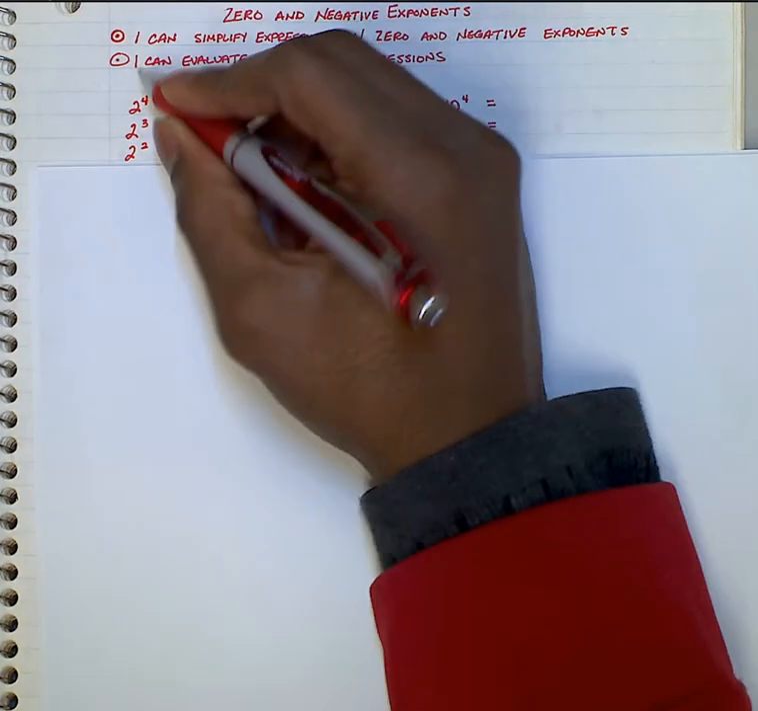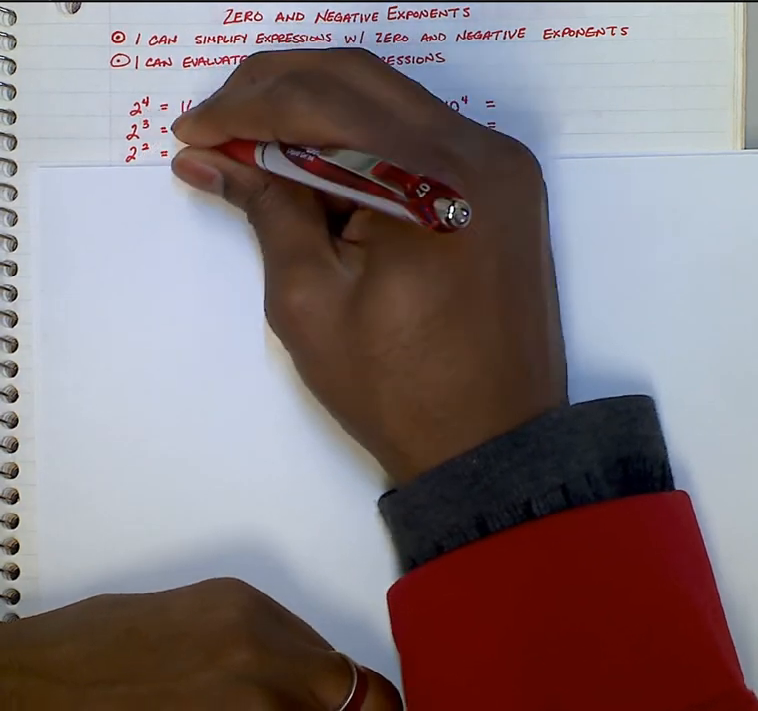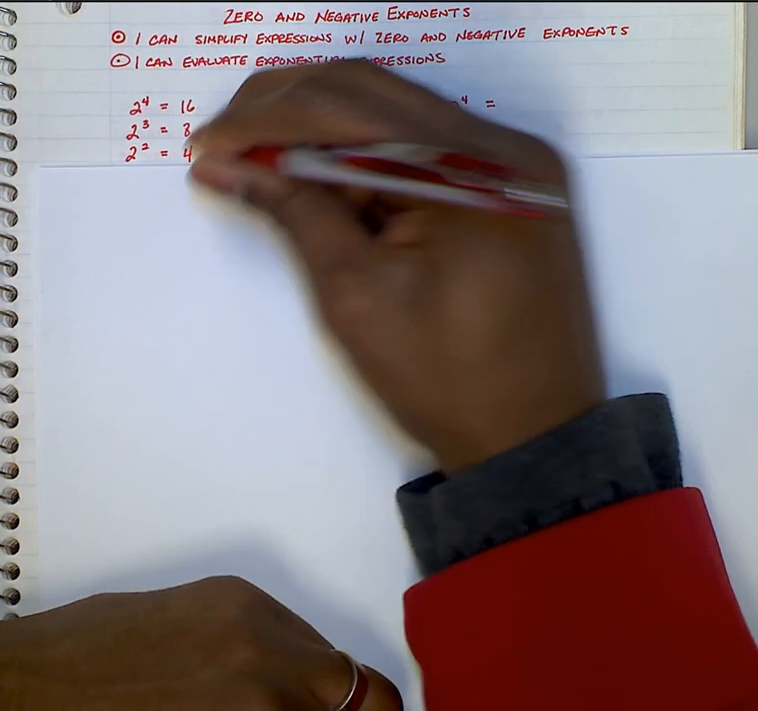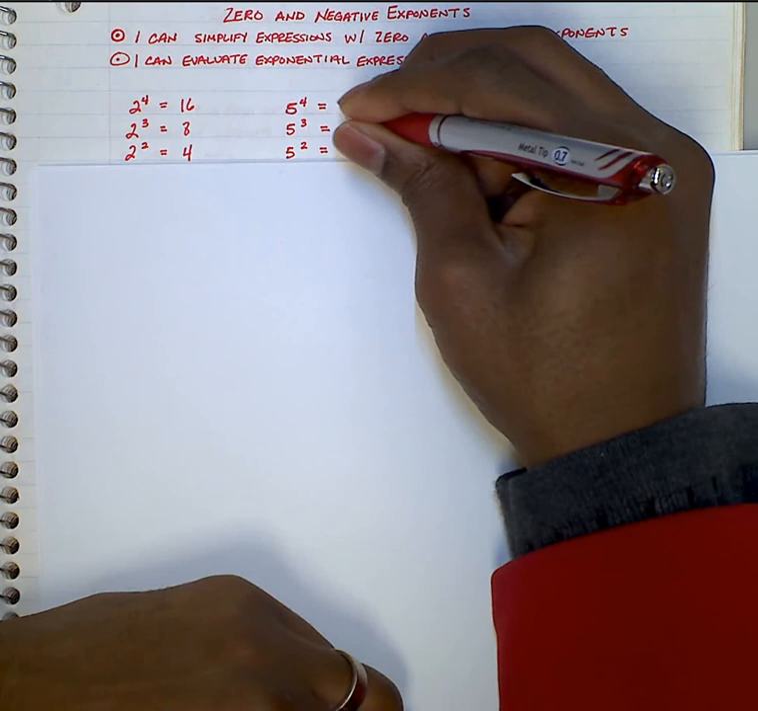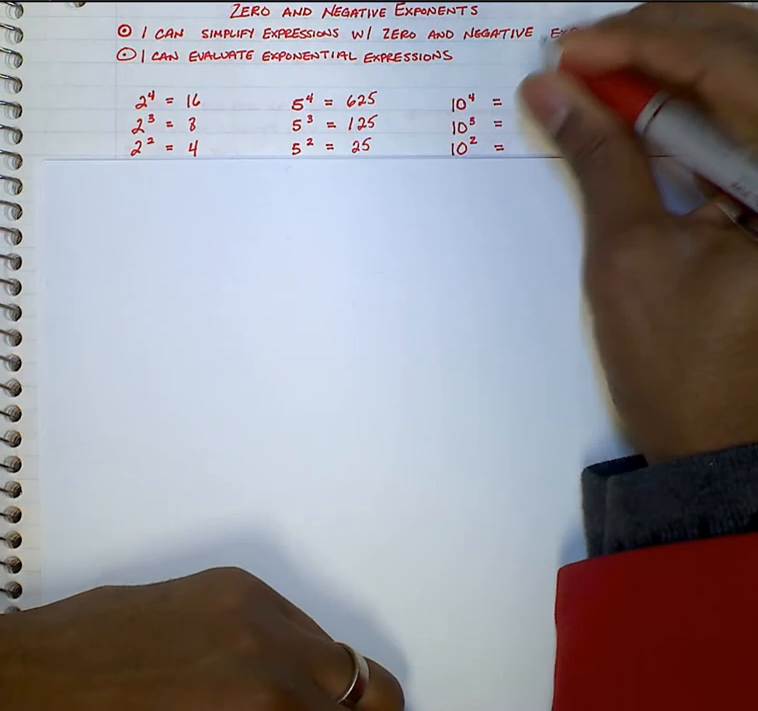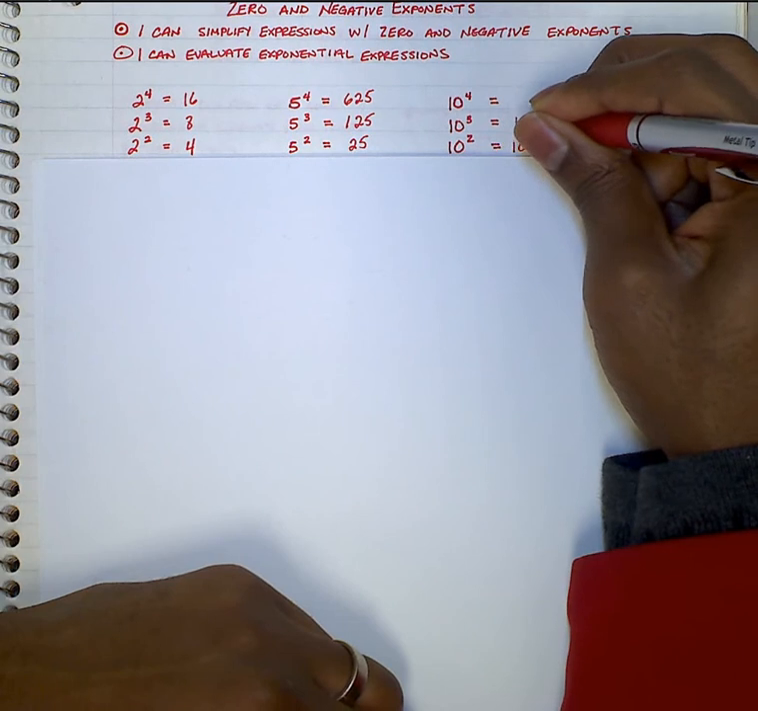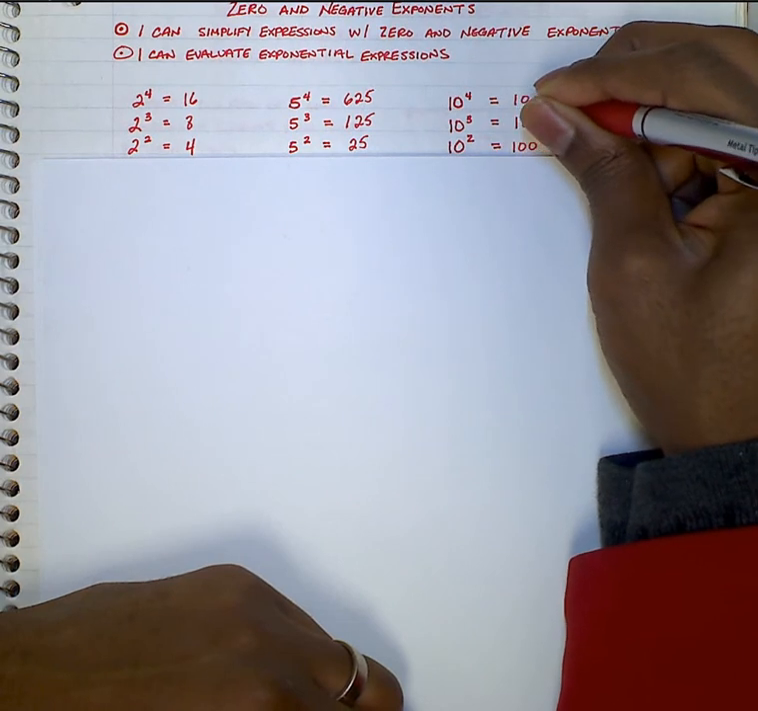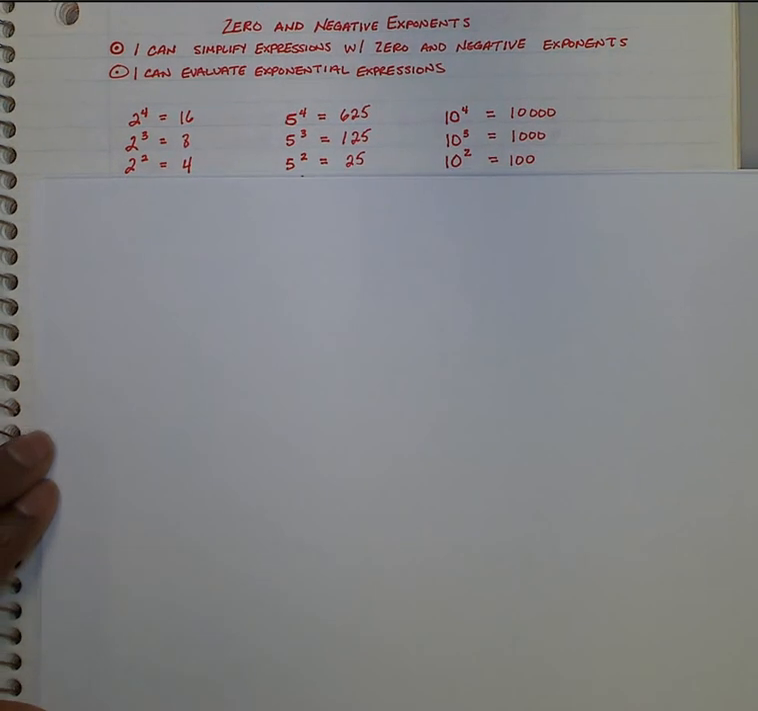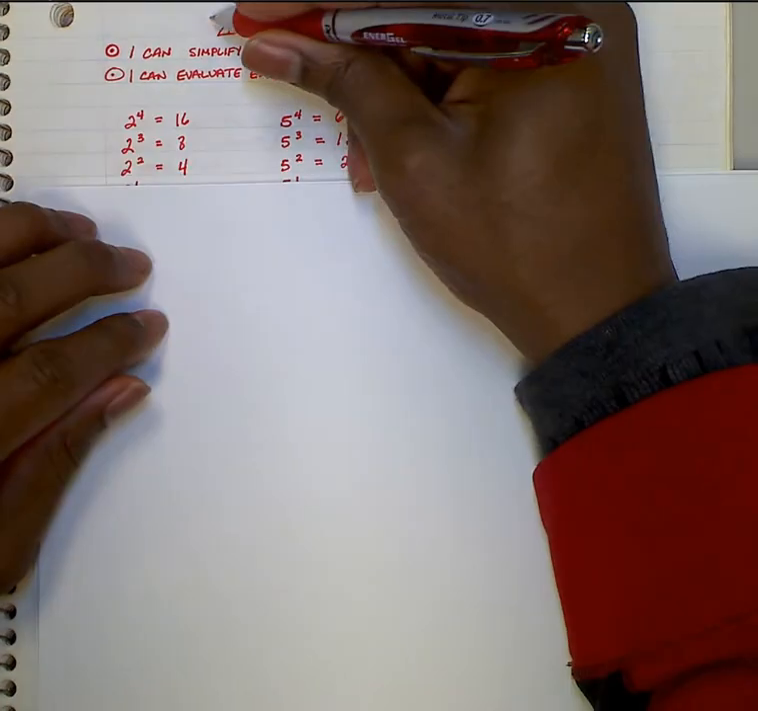So 2 times 2 times 2 times 2 is 16. 2 to the third power is 8. 2 squared is 4. I continue to do that. This is 625, 125, this is 25. I'll do it the other way around so I don't mess up: 100, 1,000, 10,000. The point of this part is pretty simple. You've done that before, but the point is to establish a pattern, and zero and negative exponents is what we're working towards.